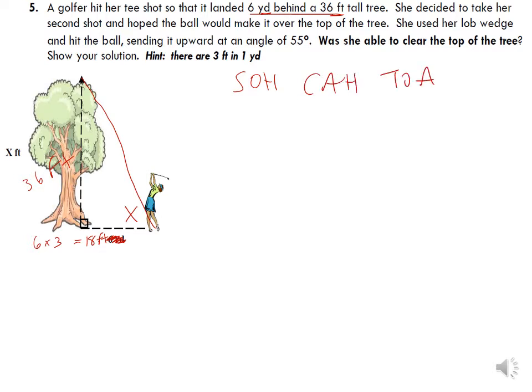Since there's a 90, we're going to use Sohcahtoa. Circle your reference angle, which is never the 90. The only other angle you have is the one you're looking for, which is x, so we're going to circle that. Label your sides. Across from the 90 is the hypotenuse. Across, so all the way across, is your opposite. And then right beside is your adjacent.